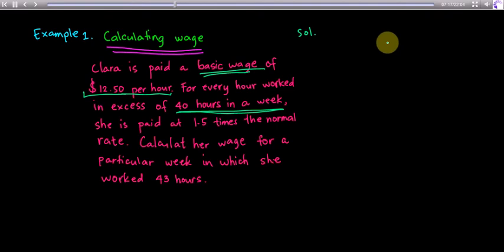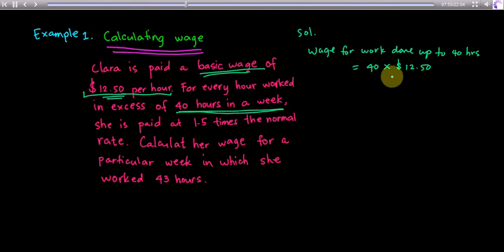Solution. Wage for work done up to 40 hours is equal to 40 times the basic of $12.50 per hour, which is 40 times 12.50, equal to $500.